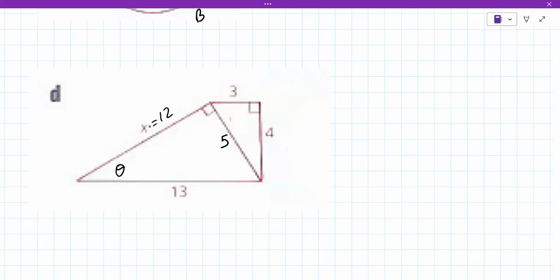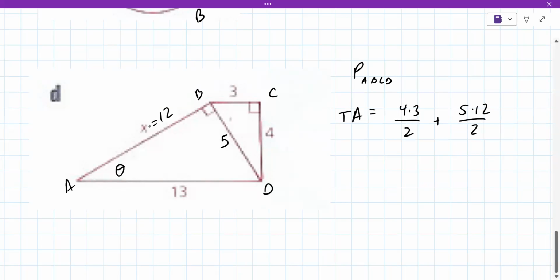Okay, good. Now here's another question that could be asked. Let's say this is A, B, C, and D. It could ask you for the perimeter of A, B, C, and D, which I think you'd be okay to find. What if you were asked to find the total area of the two triangles? What would you do then? Then I would multiply 4 and 3 and divide it by 2. Good. And then I would multiply 5 and 12 and divide by 2 and add those together. Good.